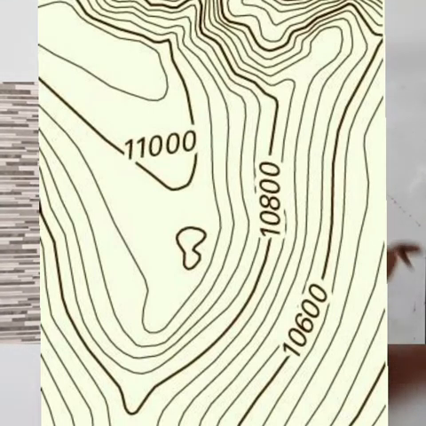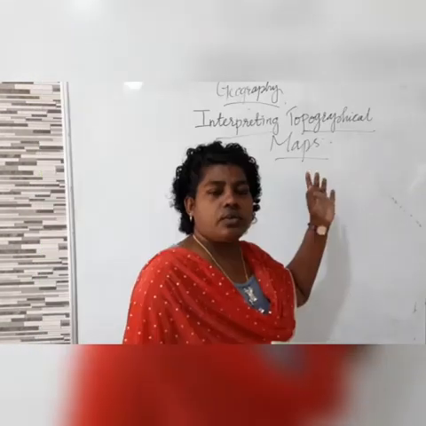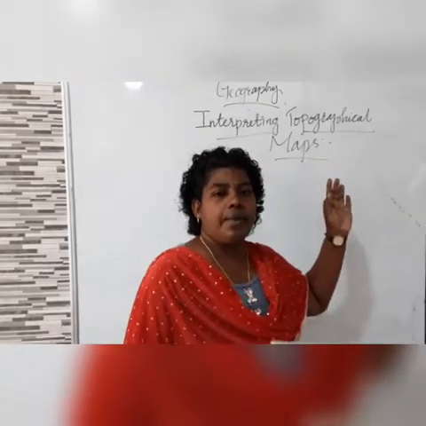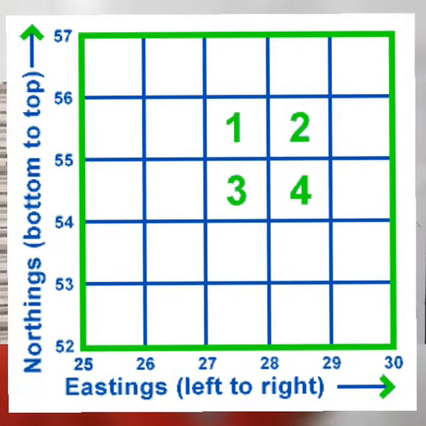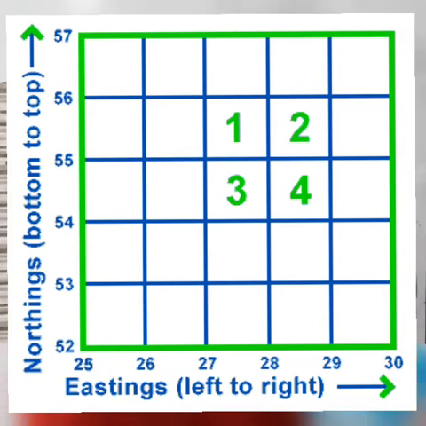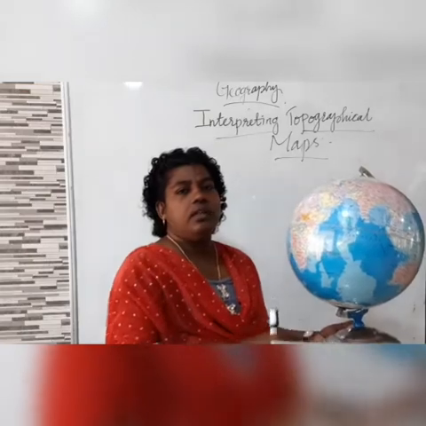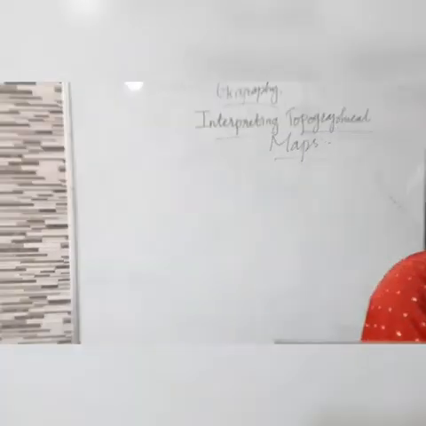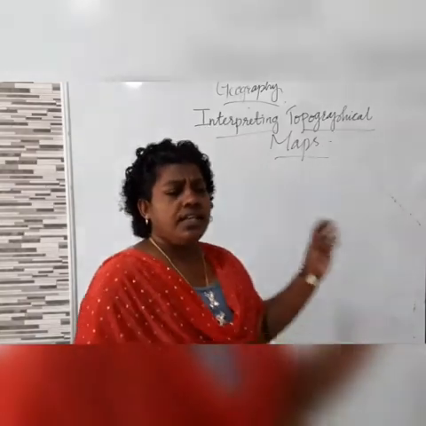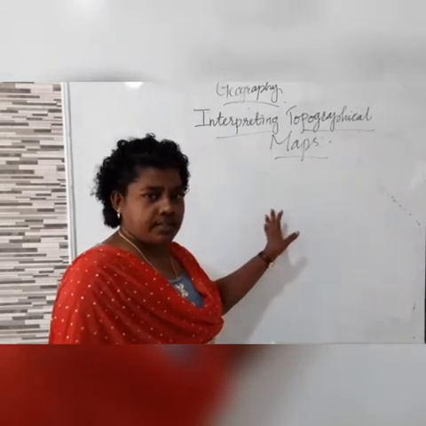By the contour lines. Besides contour lines, there are also arbitrary lines given in the topographical map. What is this arbitrary line? Instead of longitudes and latitudes, see, in the globe we can find latitudes and longitudes. The horizontal lines are known as latitudes and the vertical lines are known as longitudes. Now, in the topographical map we don't have any longitudes or latitudes as such.